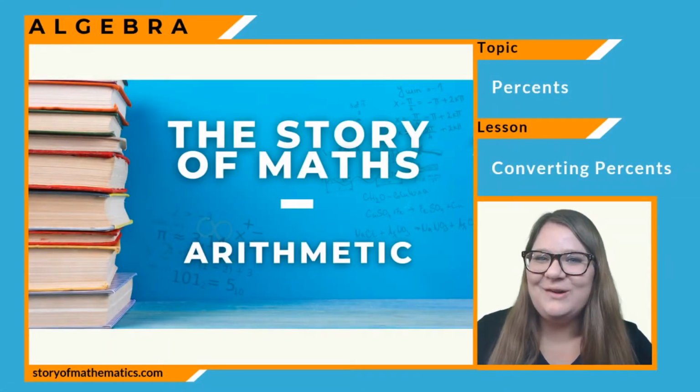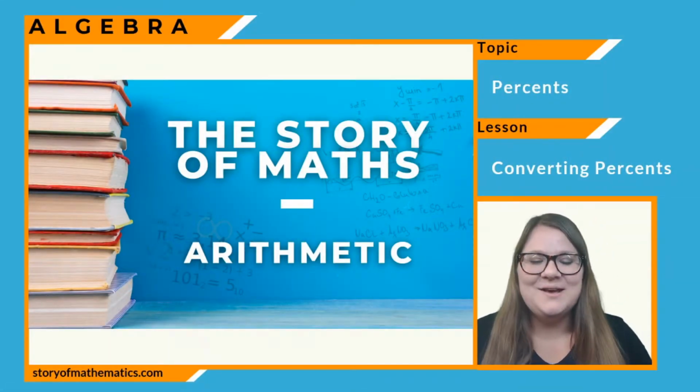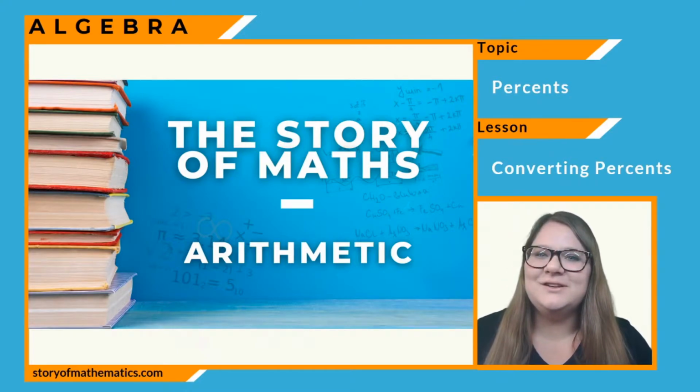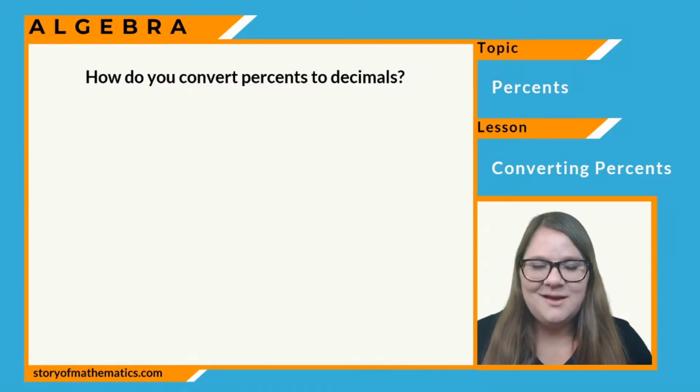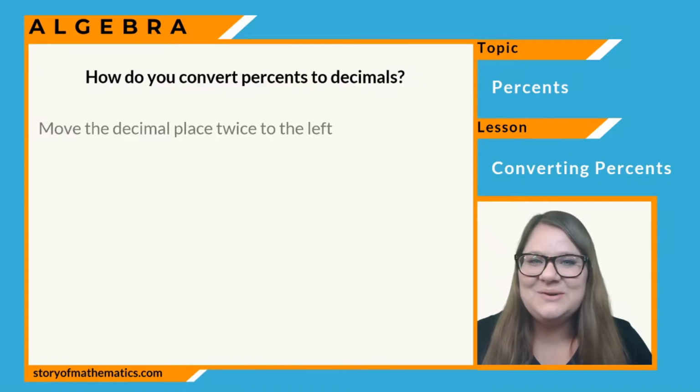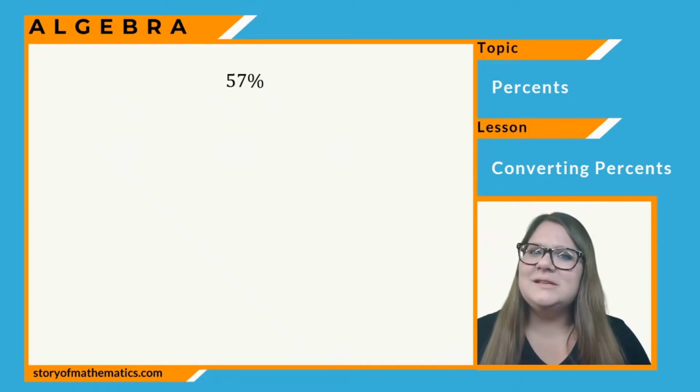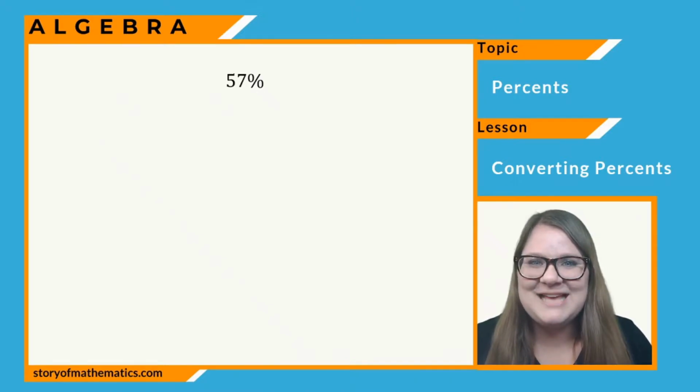In this video, we're going to learn how to convert percents, both to decimals and to fractions. So let's start to convert to decimals. All we have to do to convert a percent to a decimal is move the decimal place or decimal point twice to the left. So let's give that a try with 57%.